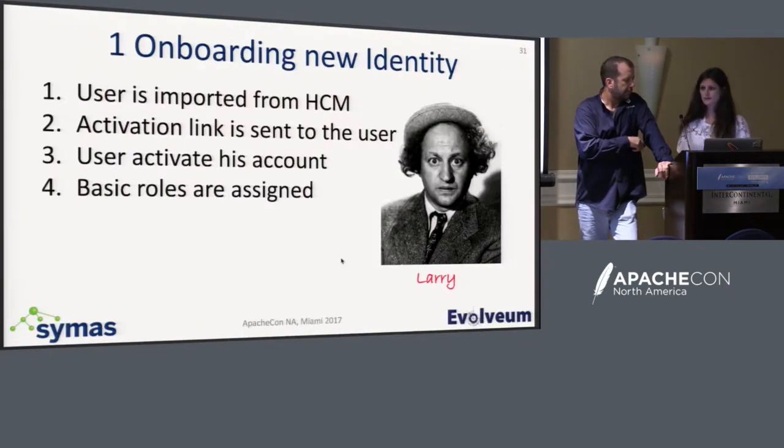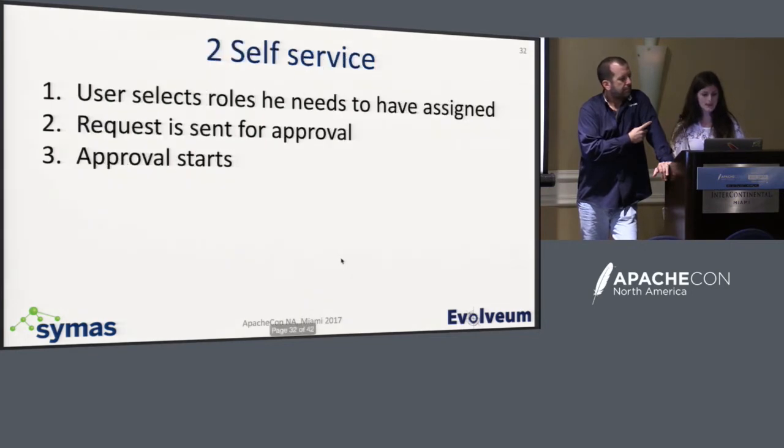In this first use case, we show onboarding of a new identity where the accounts were activated after Larry set his password and confirmed the activation of his accounts. We also show the notification mechanism, which can be used for any other events, and we show that the roles were assigned or activated only after Larry activates his account. The next use case is self-service.